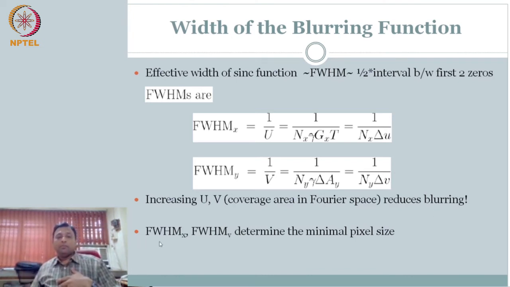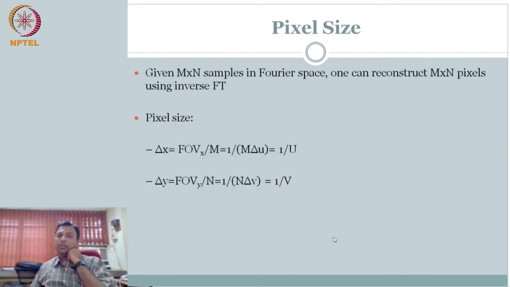Okay. But your full width half maximum in X and full width half maximum in Y are determined by the minimal pixel size. Okay. So let's write it out. So what is your pixel size? Let's say you have acquired the data with m cross n samples in Fourier space. Remember, Fourier space is already a discretized space that we have.